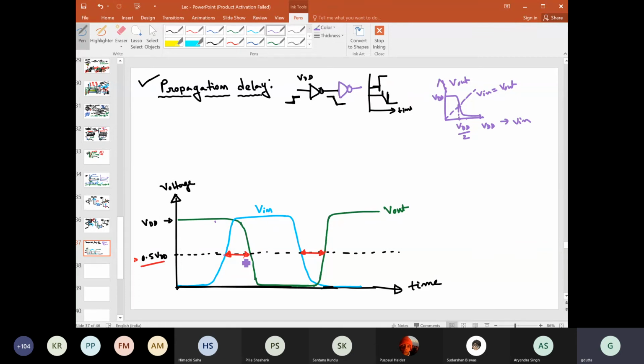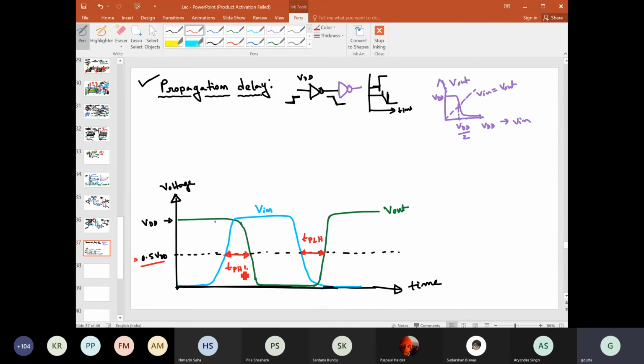So this is how the propagation delay is being defined. Now the question is, what are these two? The first one is the propagation delay when the output is changing from high to low. So this is denoted as TPHL, the propagation delay when the output is changing from high to low. And this one is the propagation delay when the output is changing from low to high. So this is termed as TPLH.